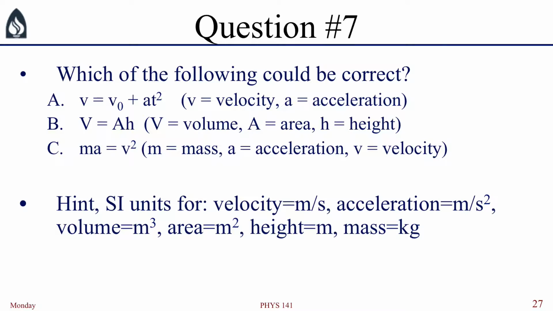So let's try that out. We want to know which of the following could possibly be correct. So in equation A, we have velocity is equal to an initial velocity. That's what the sub-zero means, that this is an initial velocity, plus an acceleration times time squared. Here we have a volume is equal to an area times a height, and the last equation says that a mass times an acceleration is equal to velocity squared.